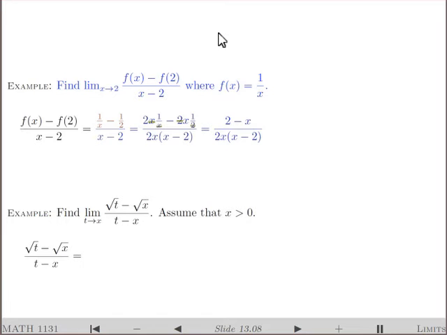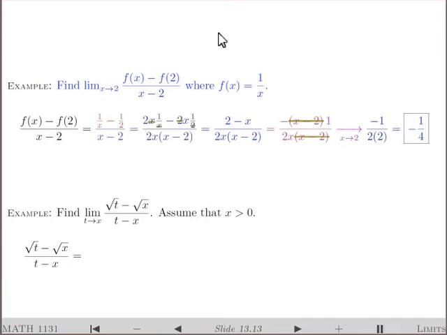And I need to reduce this, and to do that I need to note that 2 minus x is the negative of x minus 2. So I can cancel the x minus 2's. I'll have negative 1 over 2x. As x approaches 2, the denominator approaches 2 times 2, which is 4. This is non-zero. So the limit equals the value of the reduced fraction, negative 1 over 2 times 2, or negative 1 over 4.